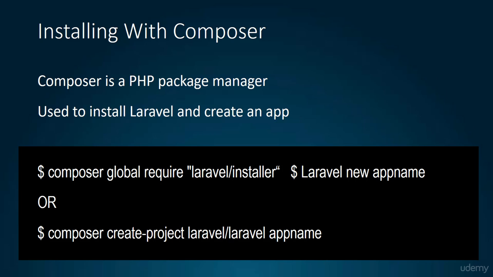Alright, so the way that we install Laravel is with Composer, which is a PHP dependency manager or package manager, similar to NPM for Node.js if you've ever worked with that. It's used to install Laravel as well as create an application. So you can either do it like this, composer global require the installer, and then you can actually run laravel new and then the application name, or you can just use composer create-project and just say laravel/laravel and then your application name. So very easy. We'll be using this method.